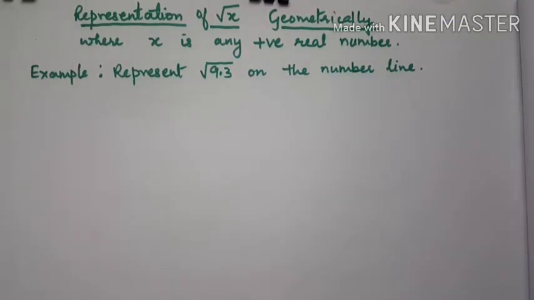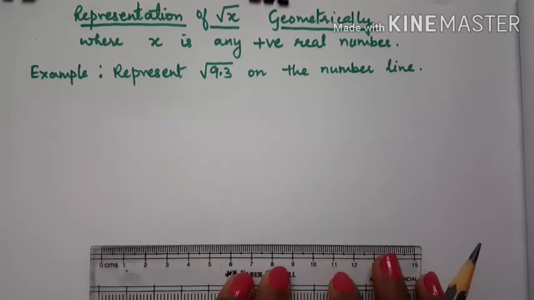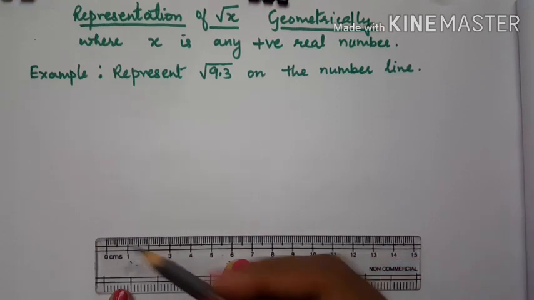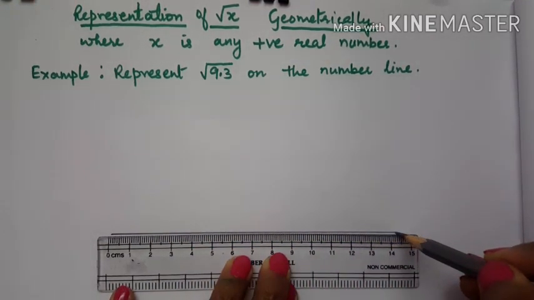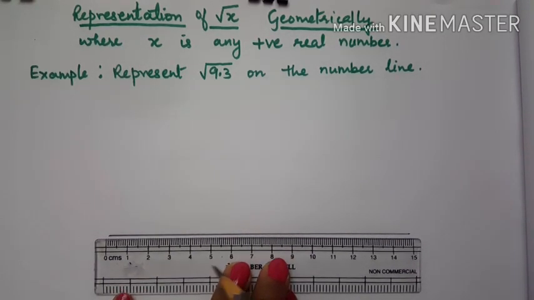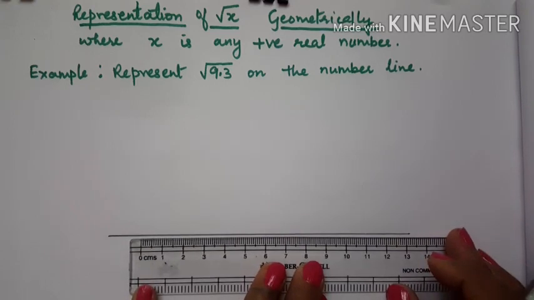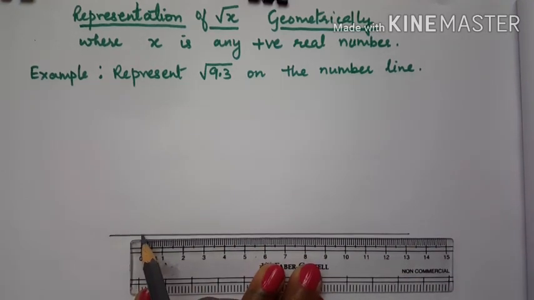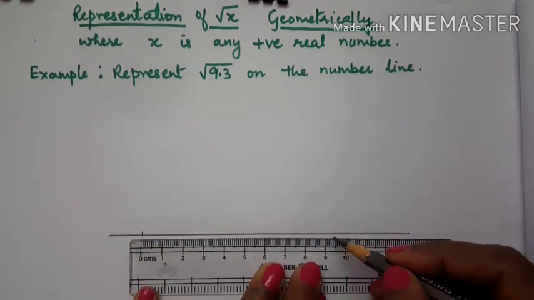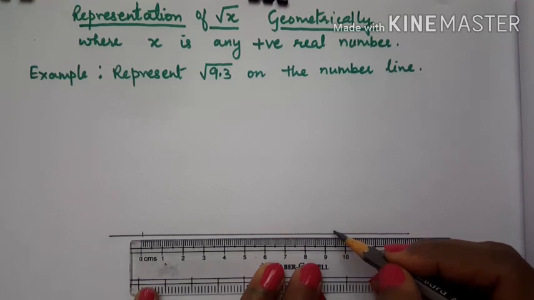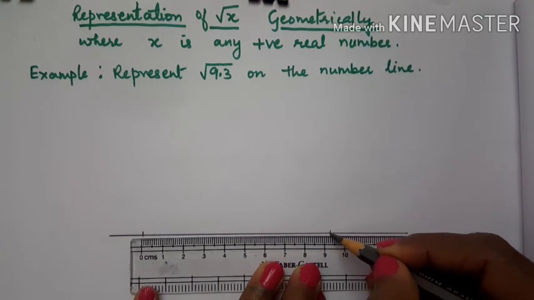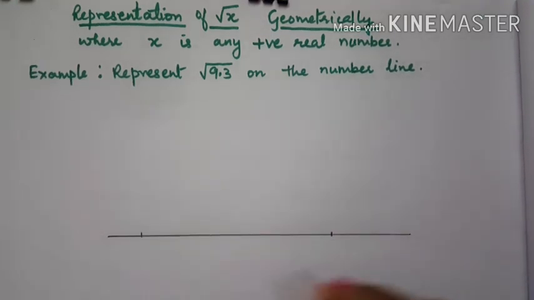Representation of root x geometrically, where x is any positive real number. We will represent root 9.3 on the number line. Start by drawing a line. Mark 2 points A and B such that length of AB is 9.3.